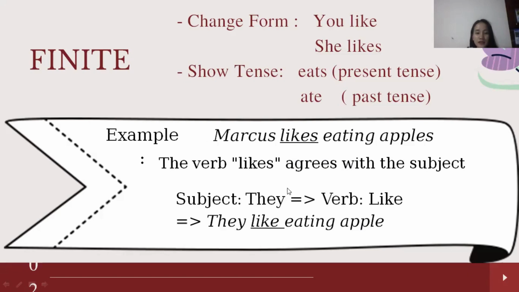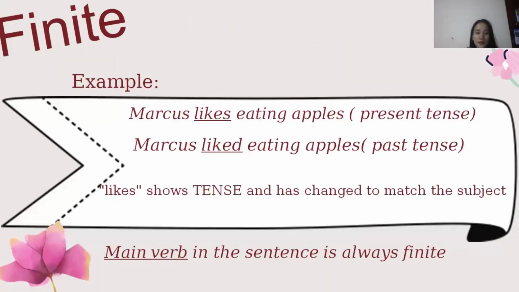And the verb likes also shows the tense, where we can have another example: "Marcus likes apples," the verb likes is present tense, and "Marcus liked eating apples" is the past tense. So the finite here shows the tense, and it has changed to match the subject.